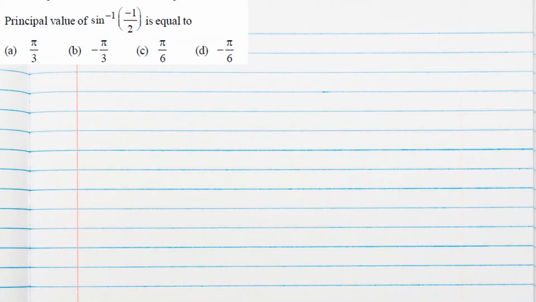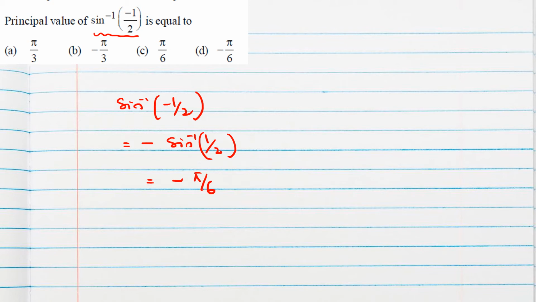Principal value of sine inverse minus 1 by 2. So for negative values of angle, use the property: sine inverse of minus 1 by 2 is minus sine inverse 1 by 2, right? And sine inverse 1 by 2 is, sine 30 is half, isn't it? So minus pi by 6. So D option is the correct option.